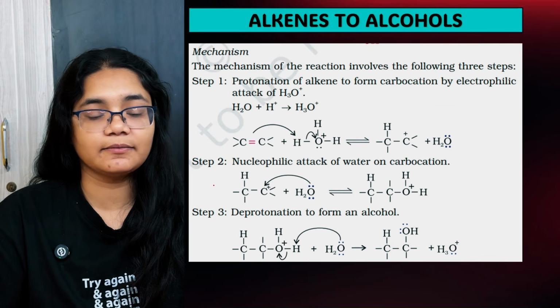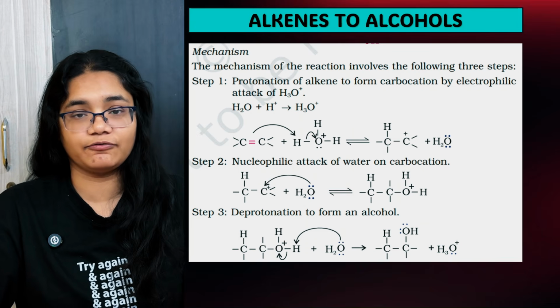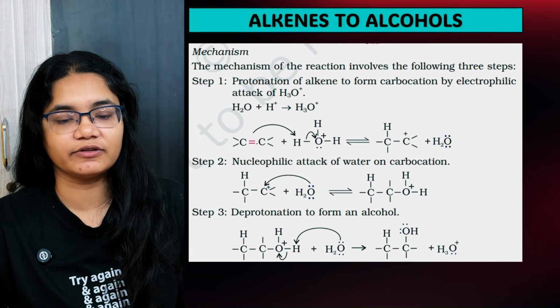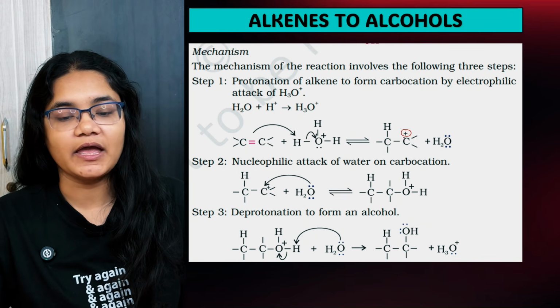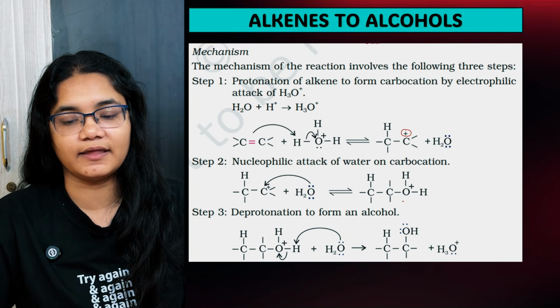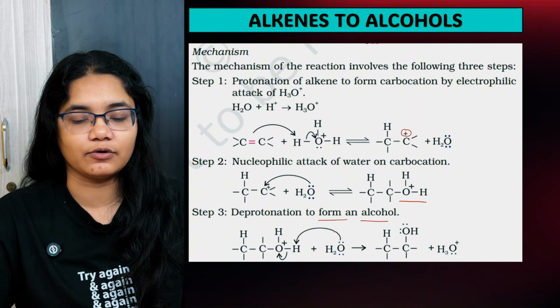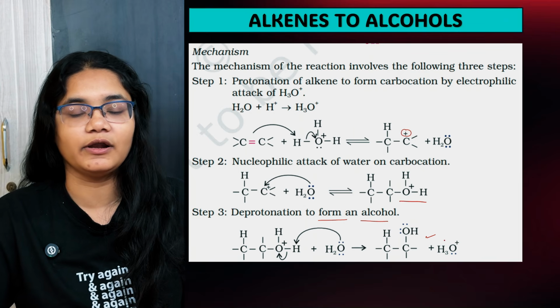Now let's talk about some important mechanisms in this chapter. The first mechanism is hydration of alkenes to alcohols. So in this first step, what happens? There is attack of this double bond on the water molecule and you get a carbocation formed here. And after that, the water molecule, as a nucleophile, attacks on this carbocation and then a product is formed like this. And then there is deprotonation to form an alcohol. So this water molecule releases one H+ to form one alcohol compound.